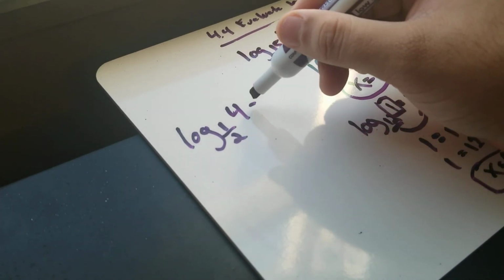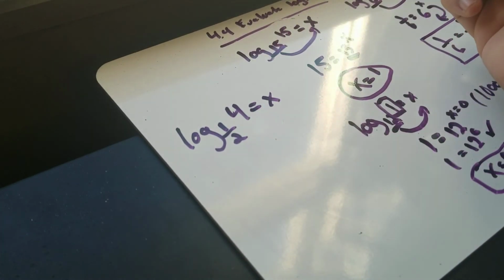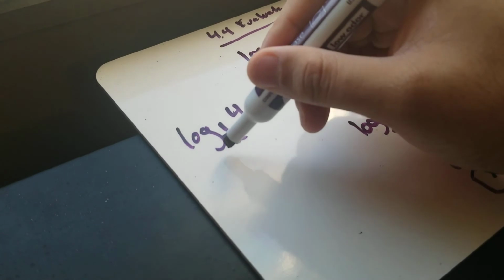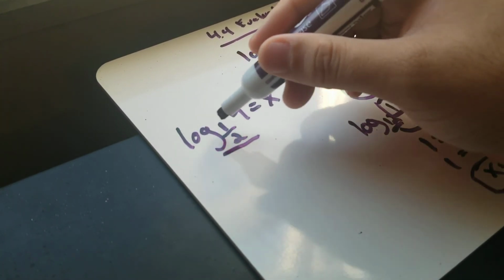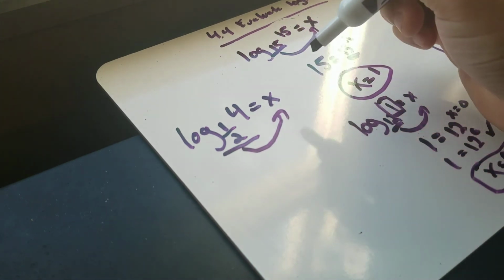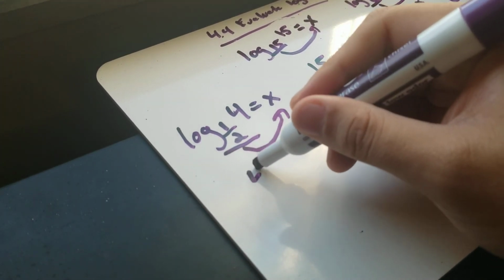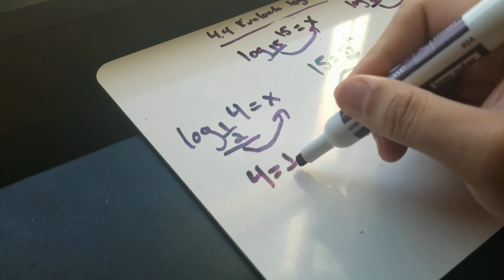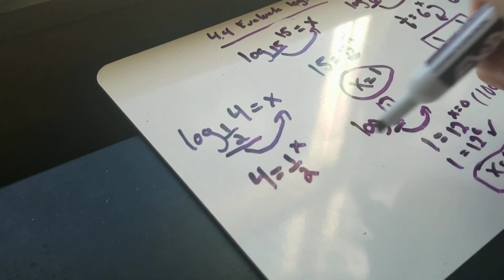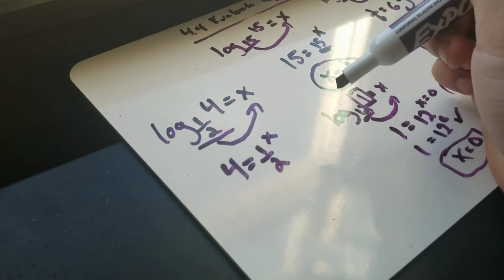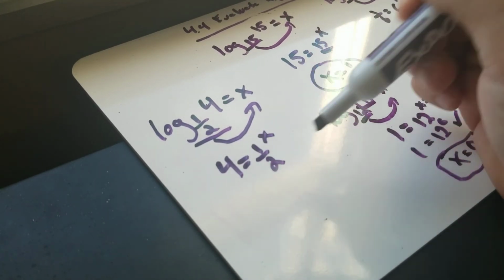Okay. Step 1, set it equal to x. Step 2, take the base of the log, which is 1/2, and make it the base of the exponent on the other side. So 4 equals 1/2 to the x.